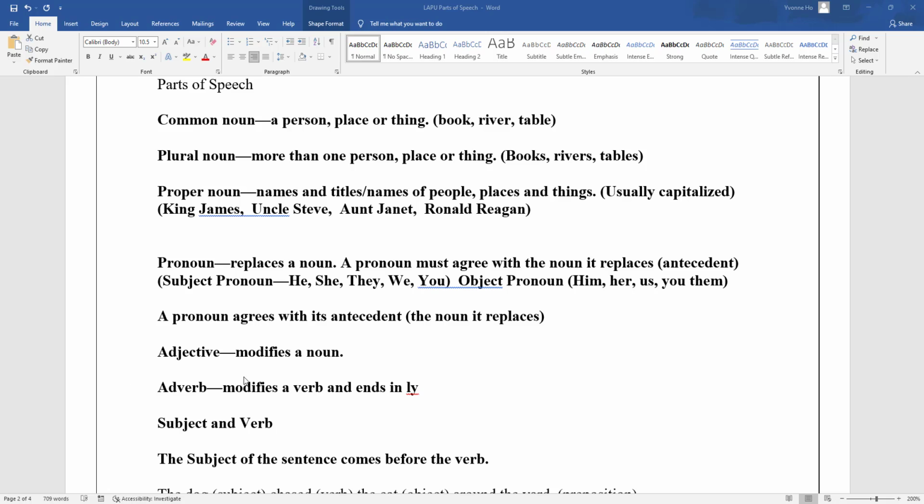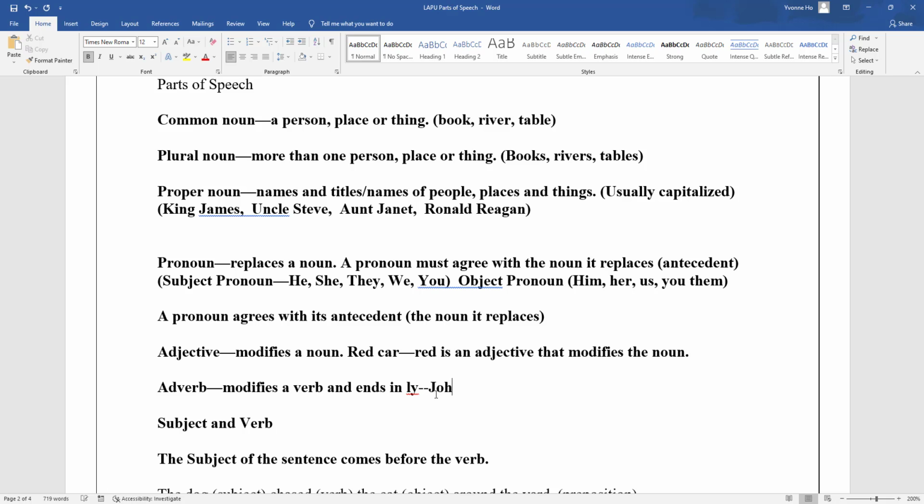An adjective modifies a noun. So if I wanted to say something like a red car, okay, so red is an adjective that modifies the noun car. An adverb modifies a verb and usually ends in ly.